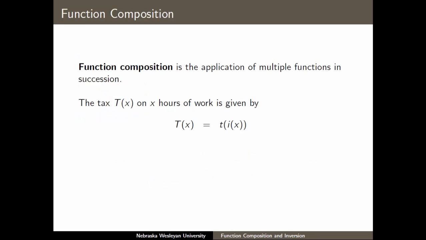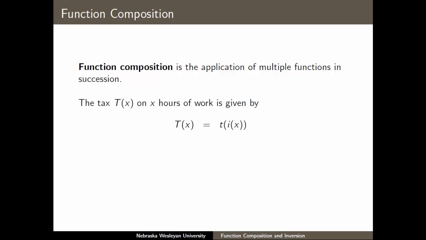So what we've just done is composed the function little t with the function little I to create a single function which performs the actions of both of them in succession. The way we created the capital T function, which begins with X hours and should give us the tax paid on that work, was to first apply the income function, which turned hours into dollars of income, and then apply the little tax function that we knew, which turned dollars of income into dollars of tax.